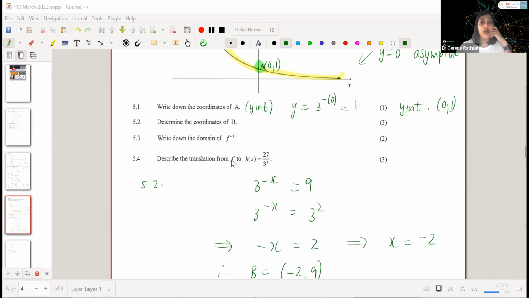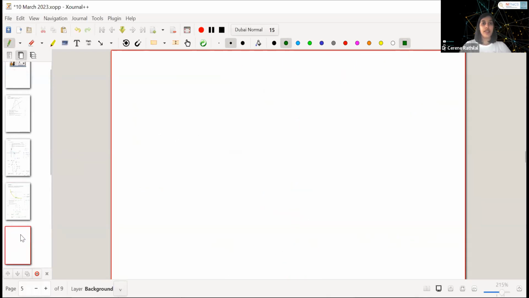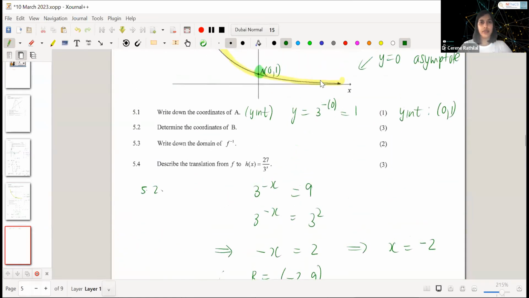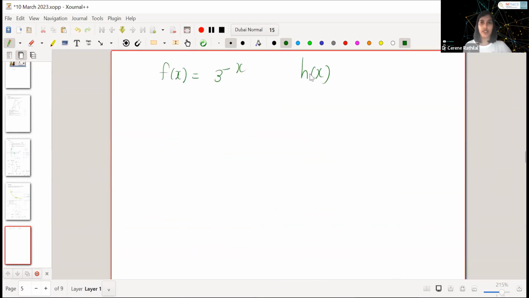Describe the translation of f to h of x. Again, I know what f is. Let's remind ourselves of that equation. f of x is given by 3 to the minus x. Now we're given a new equation, h of x, and we're told it's 27 divided by 3 raised to the power x.